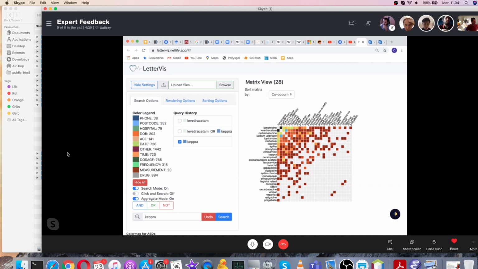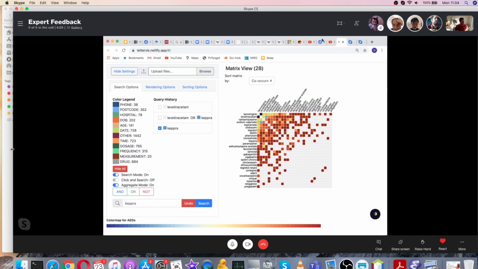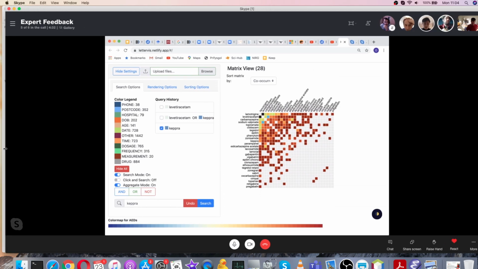Well, nothing's showing up. Okay, it's good that you've got the matrix view. MacBook Air, right? Is that right? It's a MacBook Pro. It's a few years old.